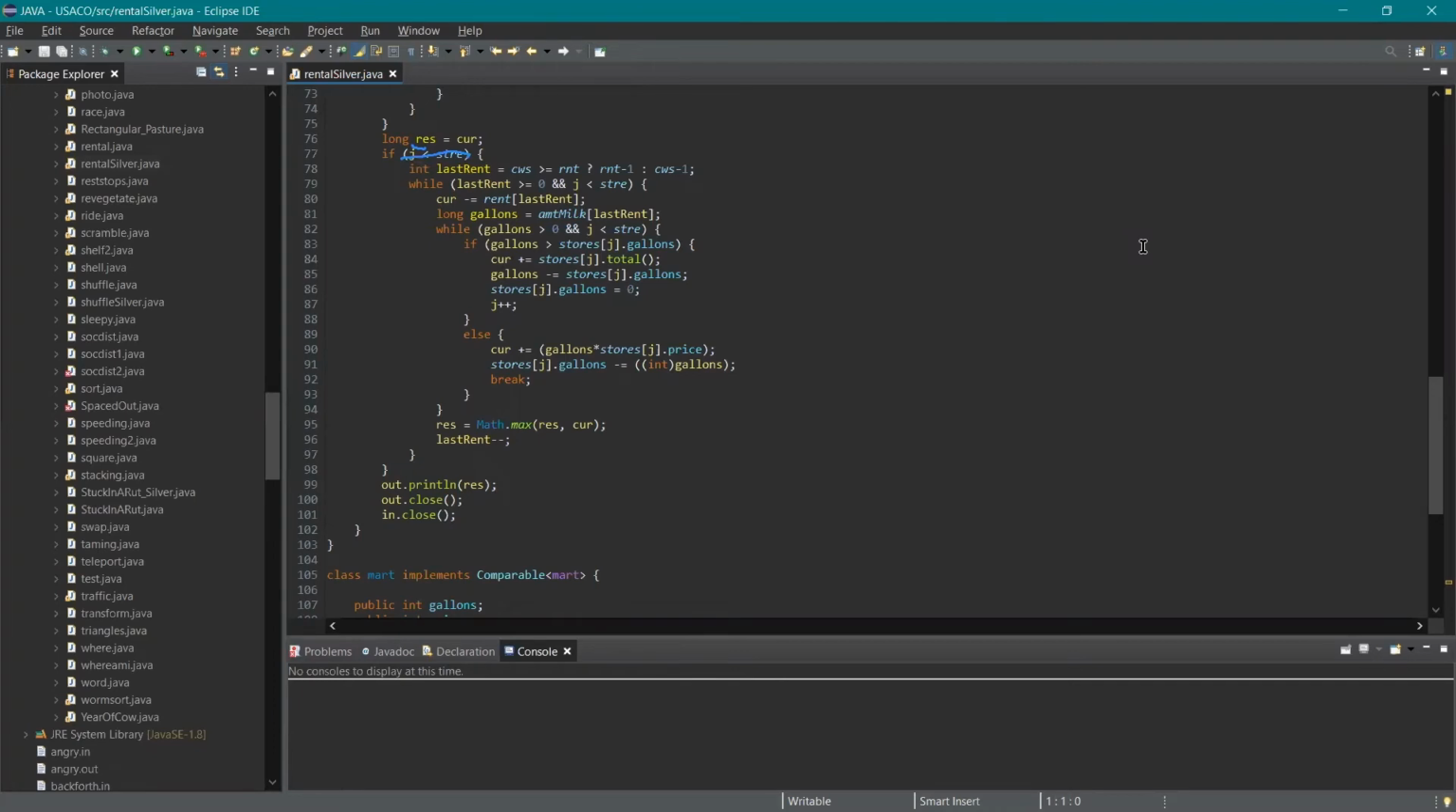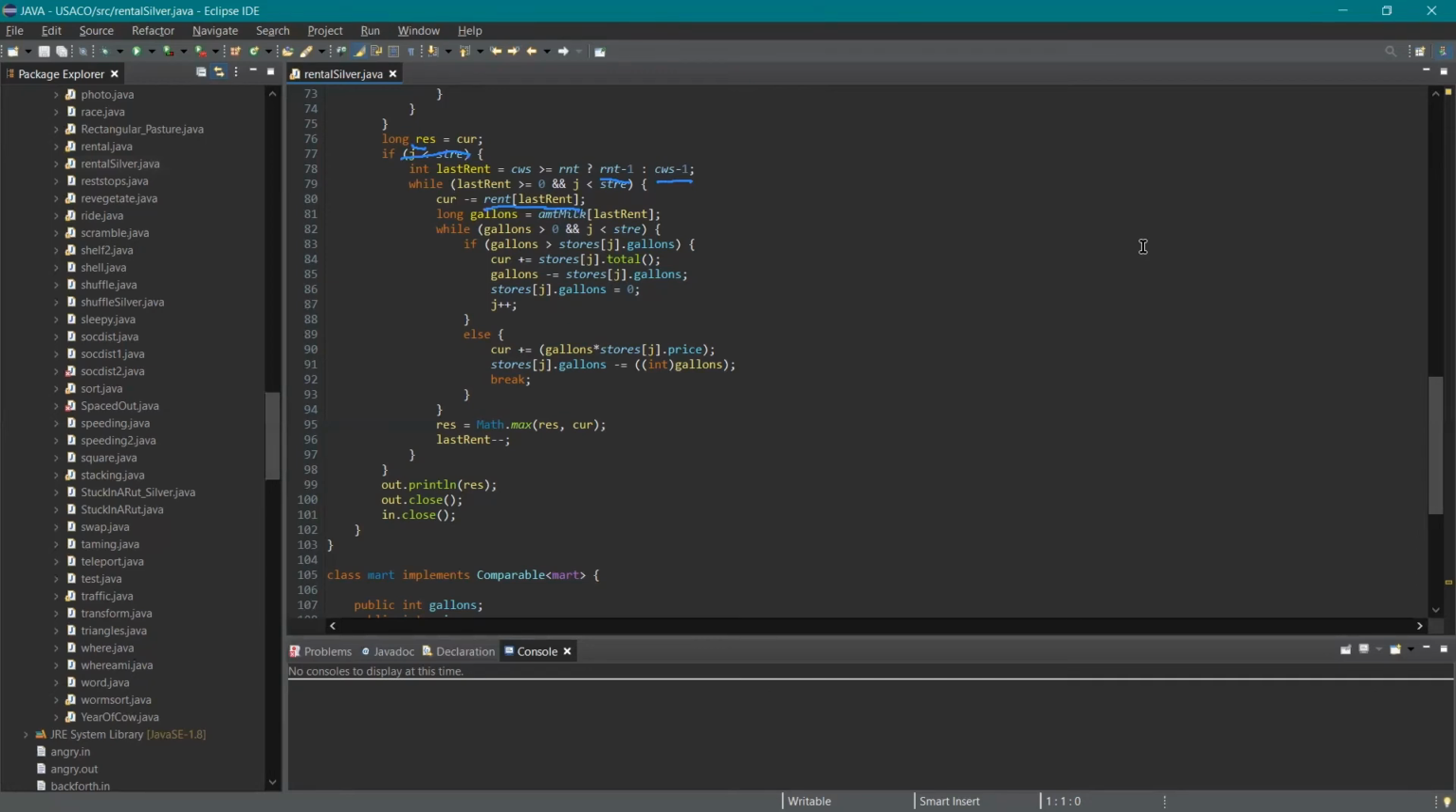As we can see, the last rent will be rent minus 1 or cows minus 1, depending on whether or not cows is greater than or equal to rent. So if cows is greater than or equal to rent, then rent minus 1. If not, then cows minus 1. While last rent is greater than or equal to 0 and j is less than store, then current will be subtracted by last rent, because we don't want to over add.